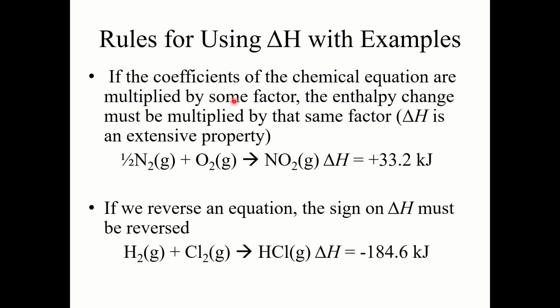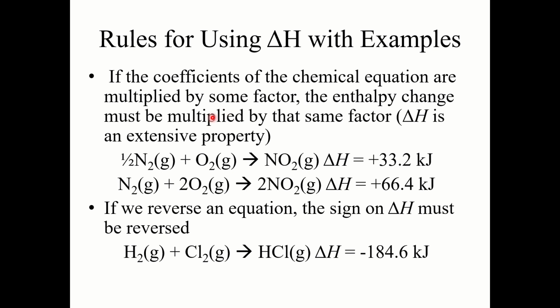Alright, a couple examples I want to talk about. First, I want to establish a few rules. Now, if the coefficients of the chemical equation are multiplied by some factor, the enthalpy change must also be multiplied by that same factor, because again, as a reminder, delta H is an extensive property. So if I take this equation and I multiply all the coefficients by 2, so I get 1N2 plus 2O2 forms 2NO2, I also need to multiply delta H by 2.